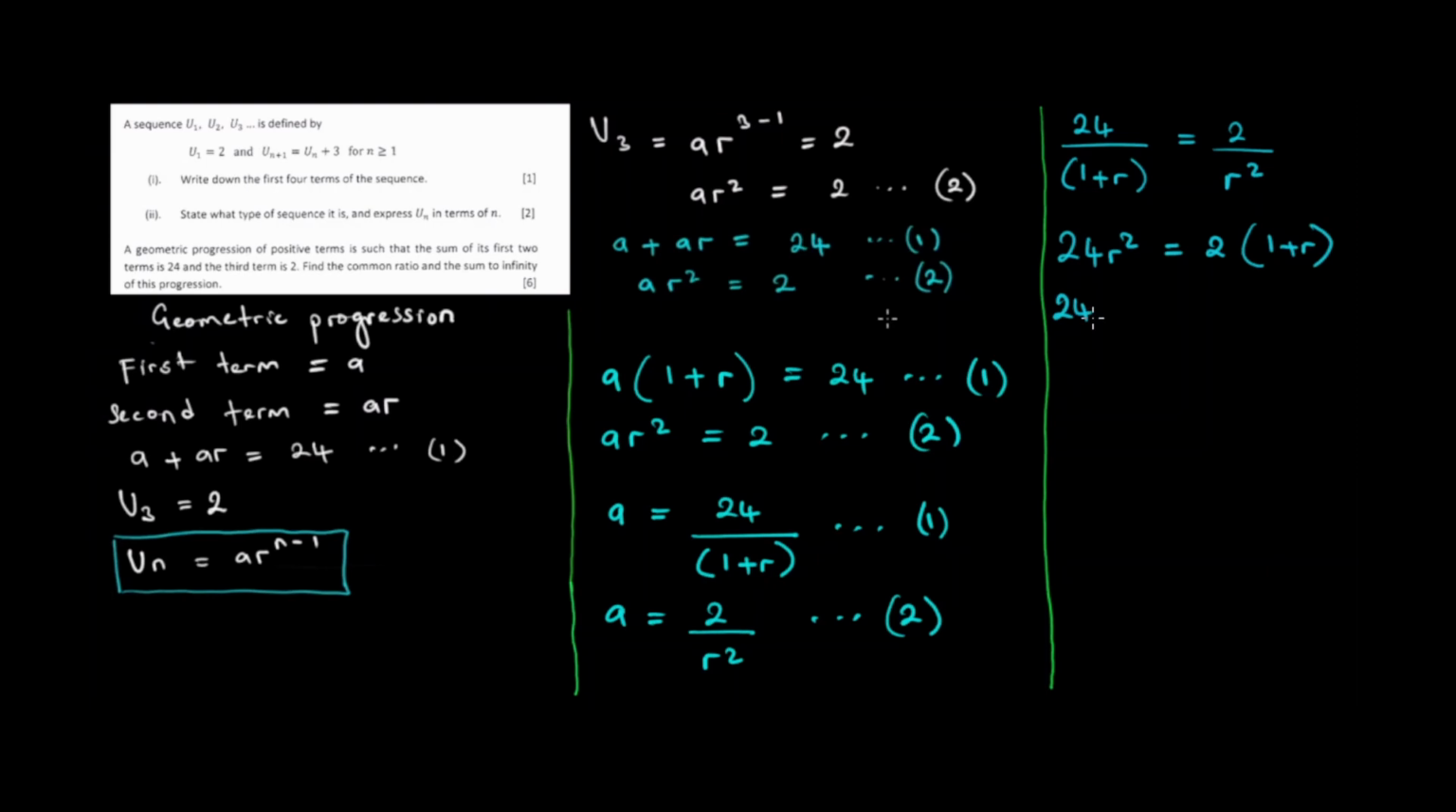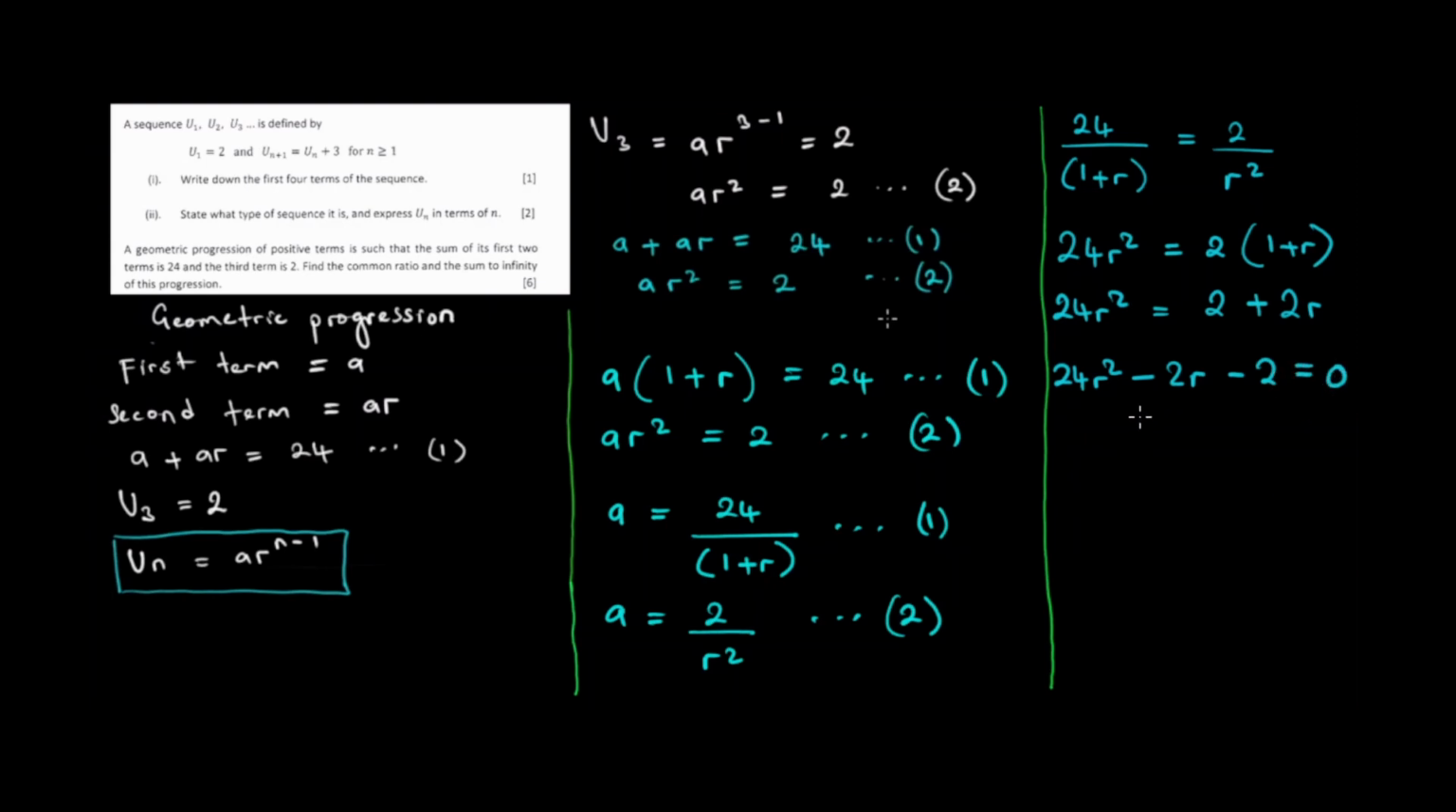So we get 24r squared is equal to 2 times 1 plus 2 times r, that's plus 2r. Then we can make this a quadratic equation by moving 2 and 2r to the left hand side. So 24r squared minus 2r, it becomes minus because it is moving from the right to the left, crossing the equals sign. The same effect applies to 2, which becomes minus 2. This is equal to 0.